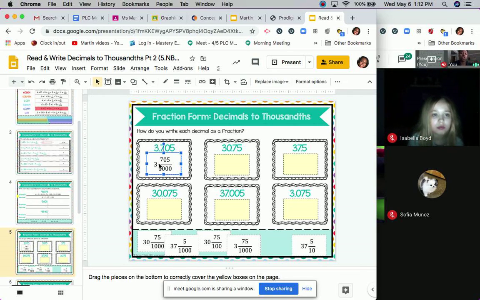So make sure you know how to read them, because if you read them incorrectly to yourself, you're going to pick the wrong one. Okay, so make sure you know how to read them.